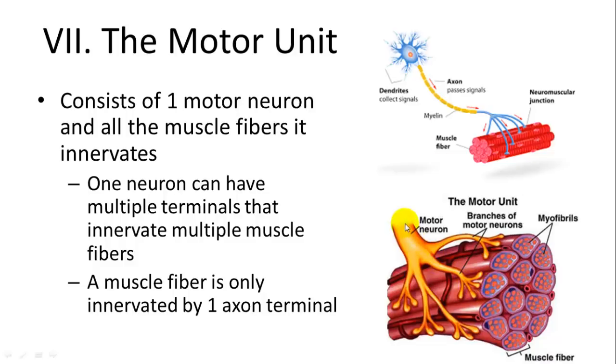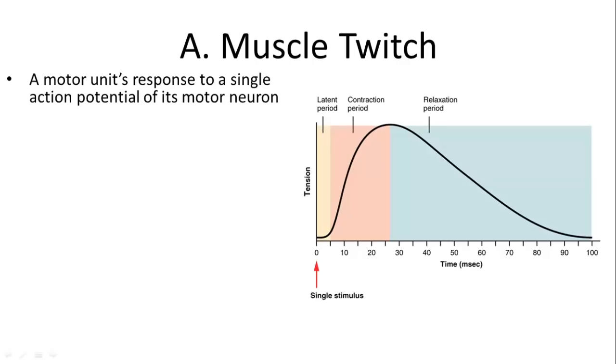Okay, so you can't have multiple axons per muscle fiber, but you can have one axon going to multiple muscle fibers. Does that make sense? Hopefully. All right. A muscle twitch then is the motor unit response to an action potential of its motor neuron. So the response to that electrical signal.